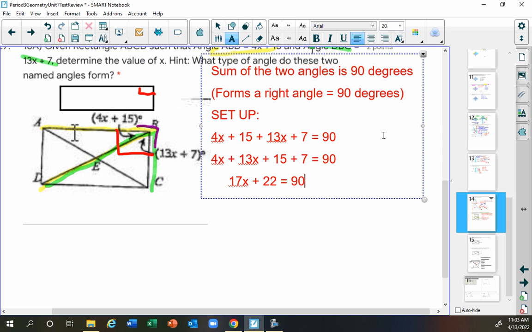How'd you do with that one? Okay. So how are you going to get your X? What's your next step? Since you can't combine those two terms, what do you have to do? I'll give you about another minute. That's at most.